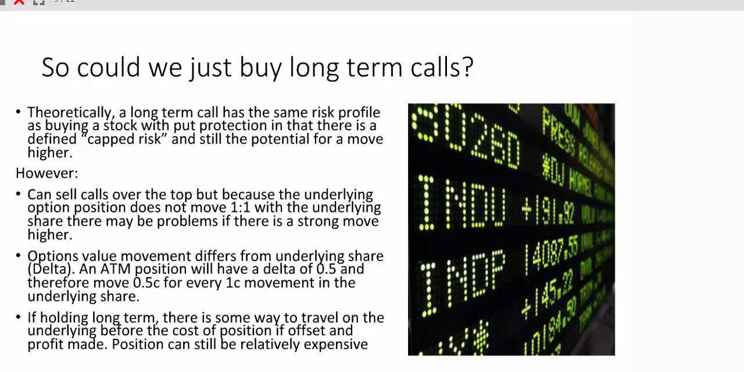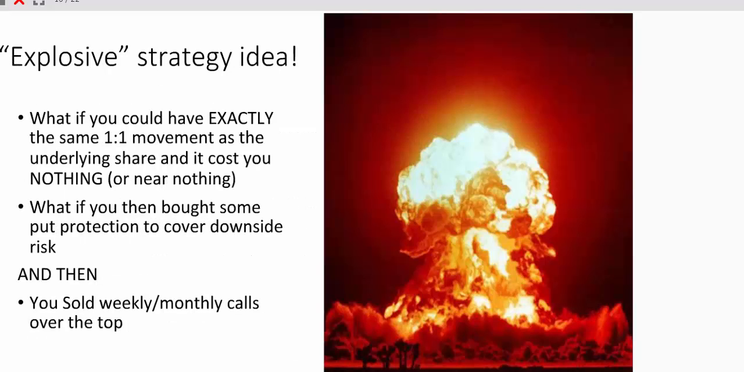So if we're not interested in covered calls because they're too expensive, and we have some issues with diagonal call spreads, then here's a potential idea. What if you had exactly the same movement, one-to-one movement, as the underlying share? So rather than the bought call being the bought call of a diagonal call spread, you actually had full exposure to the movement of the share, and it didn't cost you a penny or a cent, depending on which country you come from.